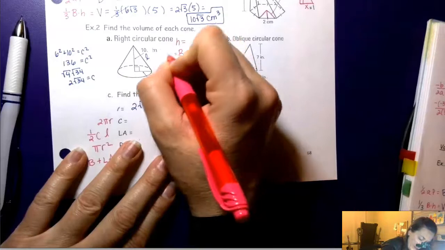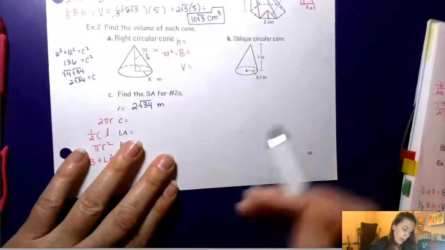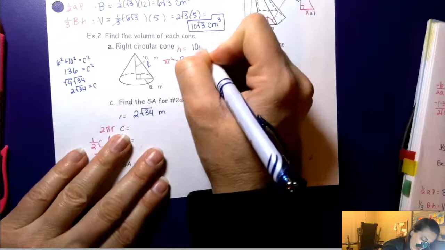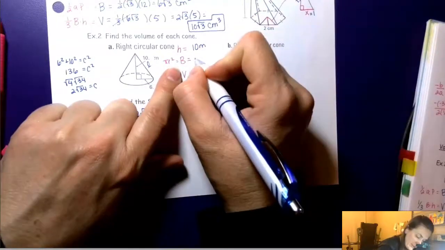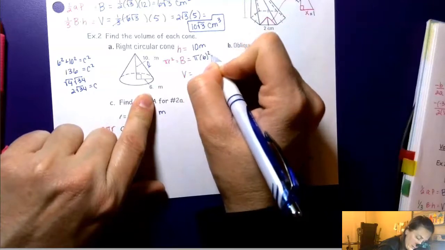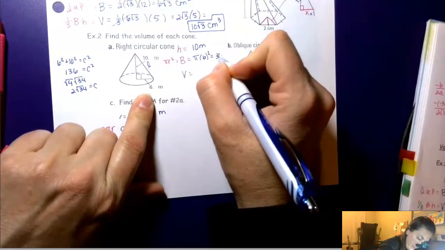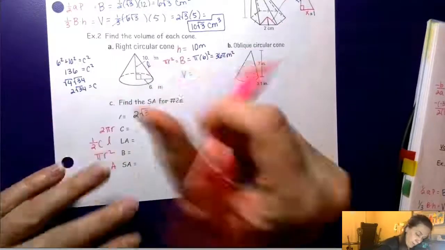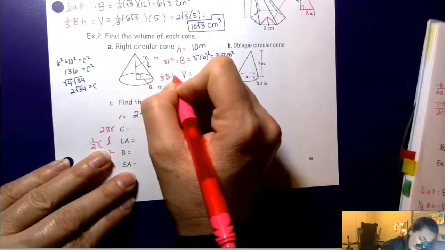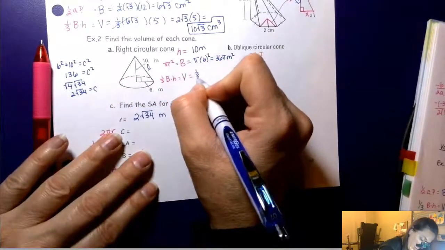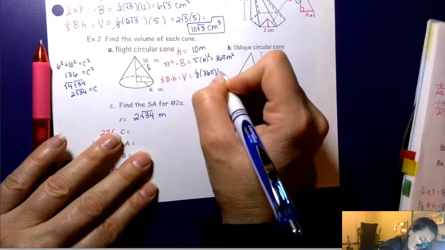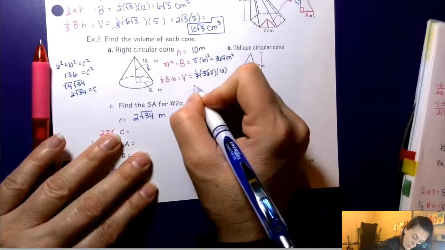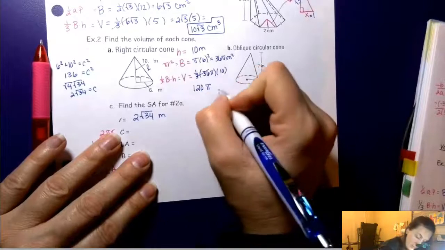Area of the base in this case is pi r squared. So the height here is actually 10. I don't need the 2 root 34 yet. The height is going to be 10 meters. My area is going to be pi radius squared, which will be 36 pi meters squared. So my volume now, remember, is going to be 1/3 area of the base times the height. 1/3 area of the base is 36 pi times the height, which is 10. 1/3 of this is 12 times 10. I get 120 pi meters cubed.